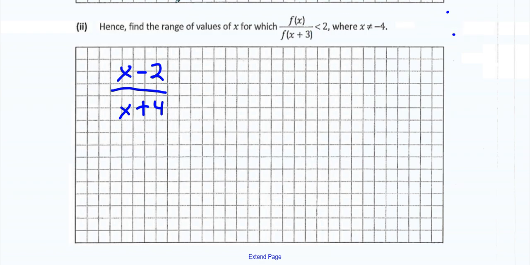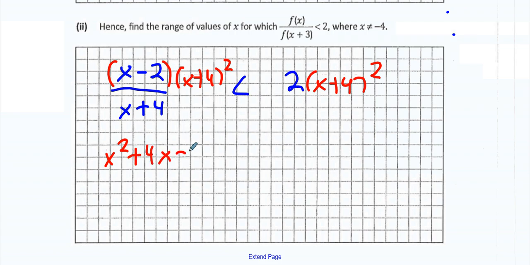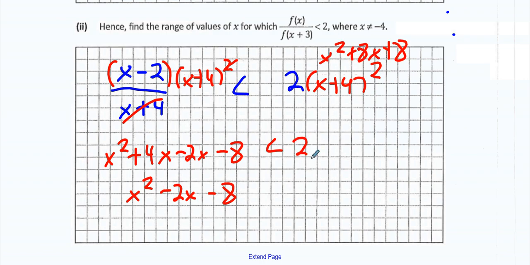So here's what we're looking at. Most of you remember the technique for this. What's the technique? Square the denominator on both sides. And what happens then? x squared, yeah. What else? 4x minus 2x. Oh, sorry, that cancels with that. And then you multiply it out. And this is x squared plus 8x plus 8 multiplied by 2, so 2x squared plus 16x plus 16.